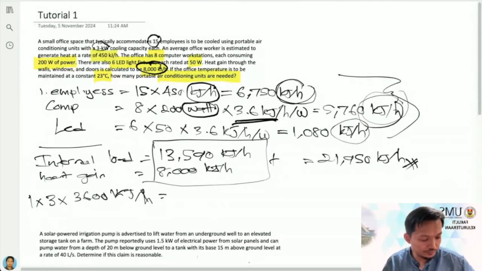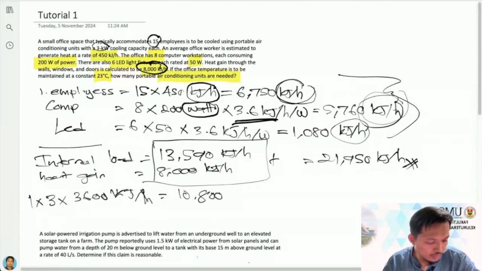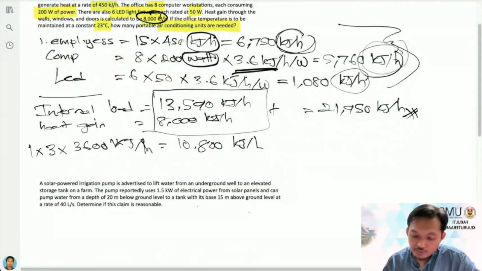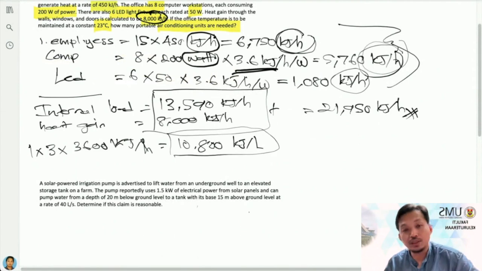So you're going to have 10,800 kilojoule per hour. Okay, right? So this is the capacity for a single unit.